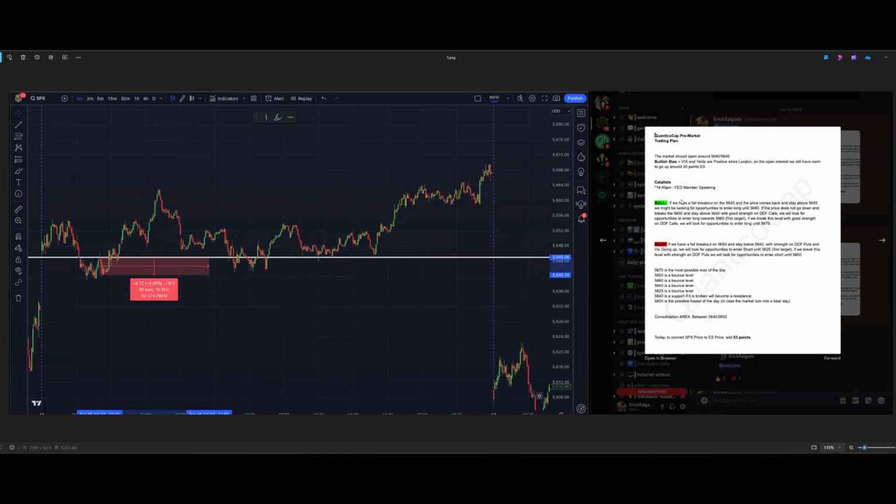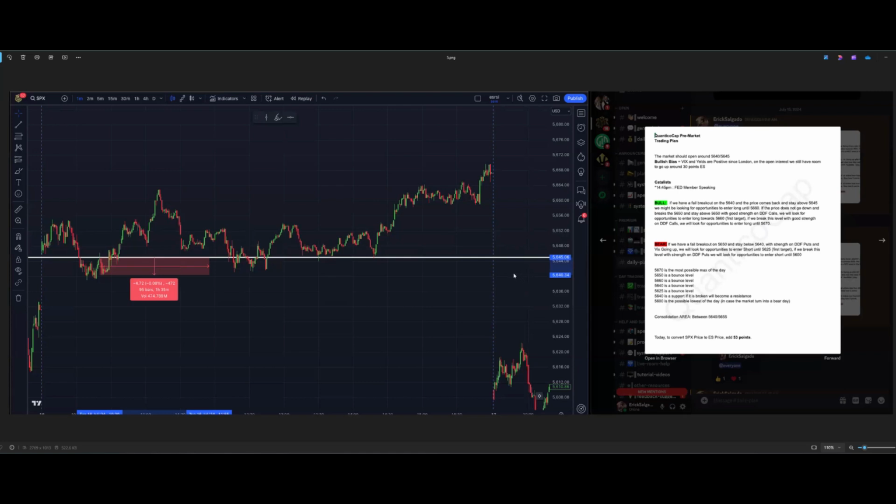I'm going to read this out loud, go through it step by step because it's very complicated, especially the wording if you haven't ever read a trading plan before. If we have a failed breakout on the 56.40 and the price comes back and stays above 56.45, we might be looking for opportunities to enter long until 56.60. Okay, what does that mean?